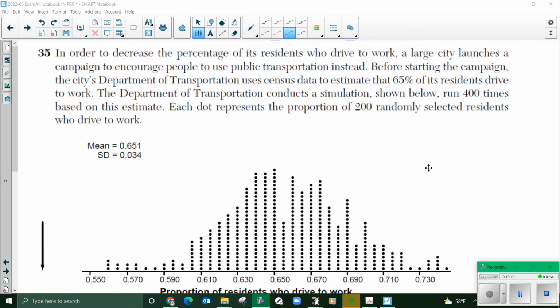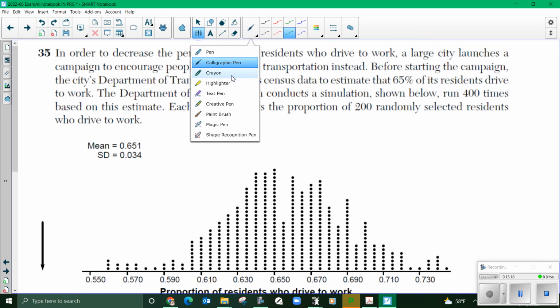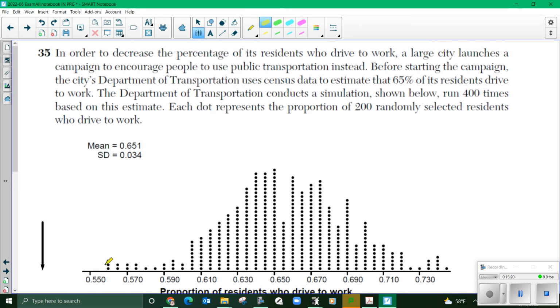That means each one of these dots represents one of the simulations. There are 400 dots here. Each dot represents a simulation, okay? Based on the estimate that 65% of each simulation a resident is going to drive to work. Each dot represents a proportion of 200 randomly selected residents.